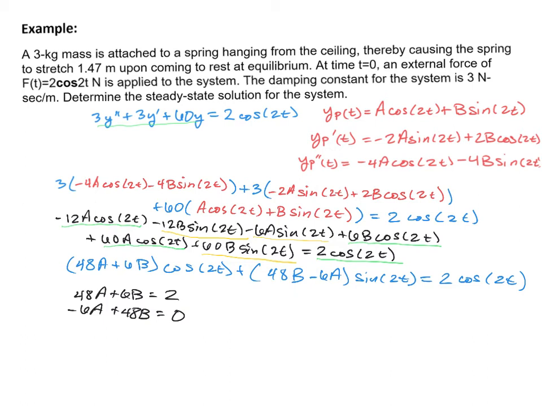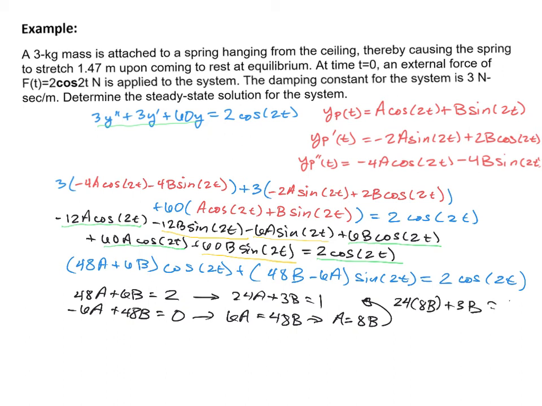So what's nice is we can now go ahead and solve for a in terms of b and substitute, and we can also do some division. In the top equation, we'll divide everything by 2. So that's 24a plus 3b equals 1, and then down here we have 6a equaling 48b. Dividing both sides by 6, we get a is equal to 8b. That can now go up into here. So we've got 24 times 8b plus 3b equals 1.